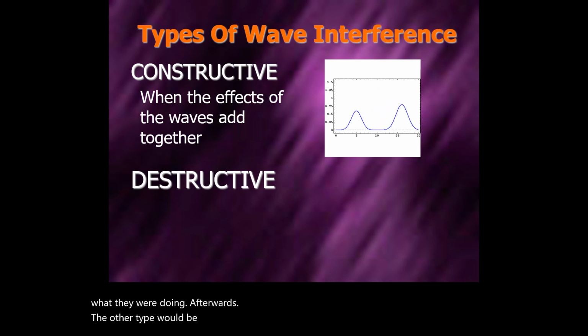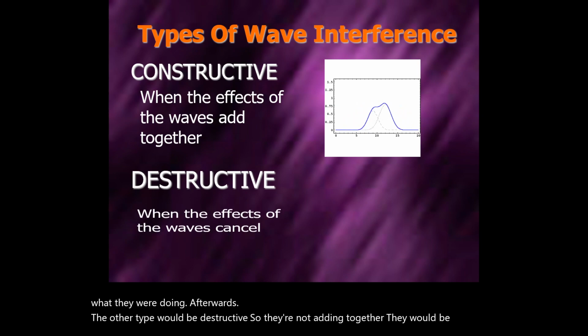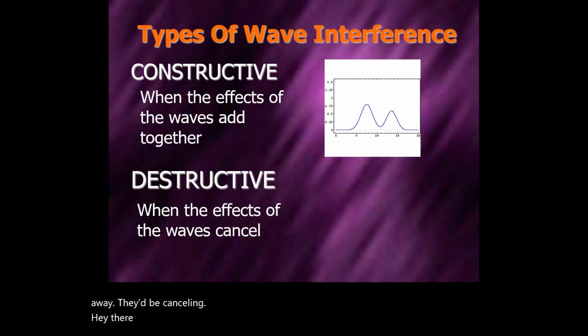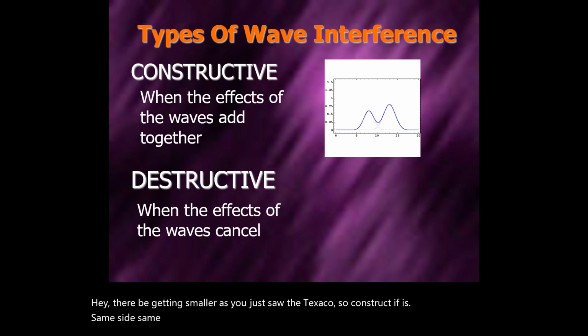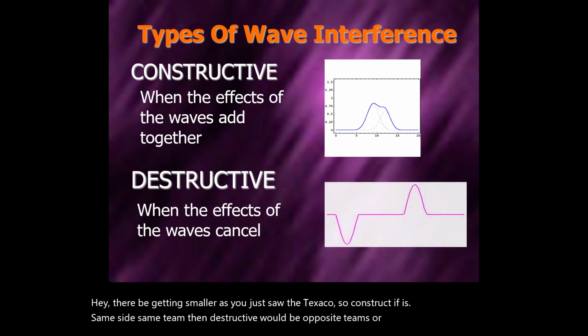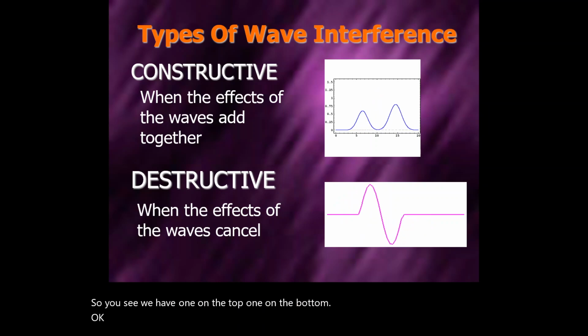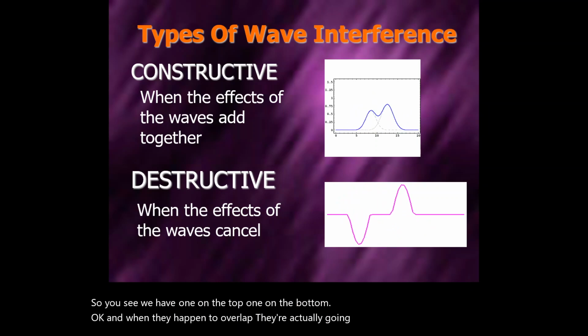The other type would be destructive. So they are not adding together, they would be taking away. They would be canceling. Okay, they'd be getting smaller, as you just saw the text go. So if constructive is same side, same team, then destructive would be opposite teams or opposite sides of the line. So you see we have one on the top, one on the bottom. Okay, and when they happen to overlap, they're actually going to cancel each other out.